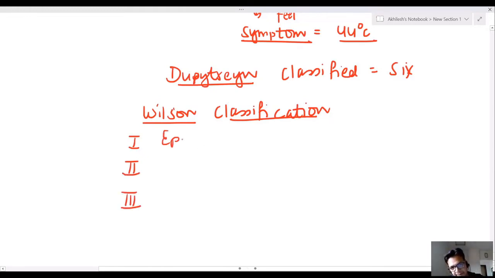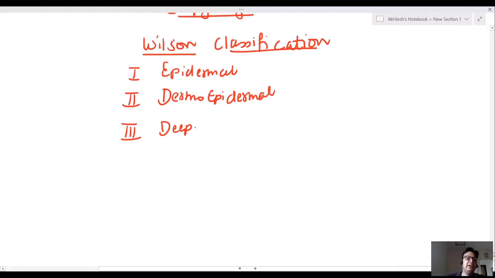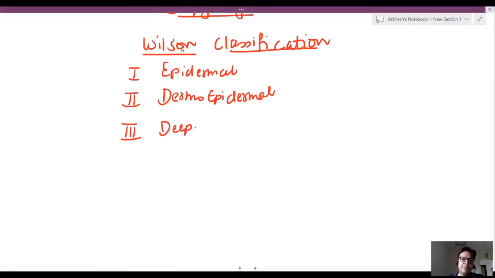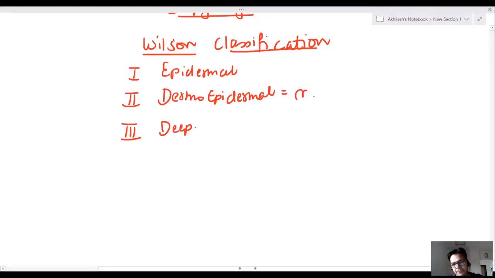First degree is epidermal burn. Second is dermoepidermal burn. And third degree is deep burn. Sir, the most painful burns are dermoepidermal. Deep burns are relatively painless. There is less pain because nerve endings are lost.